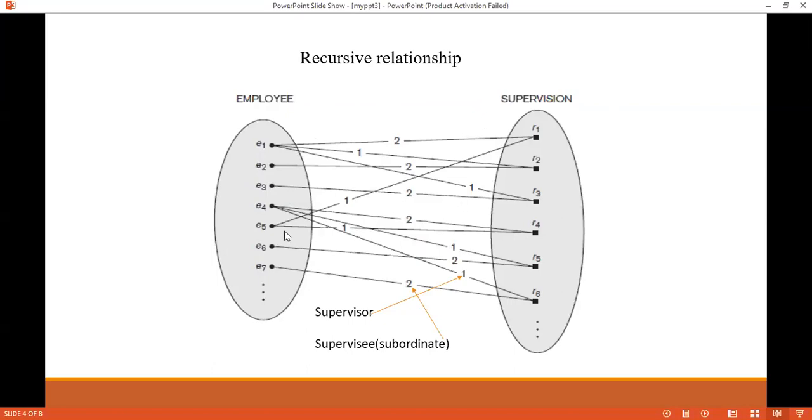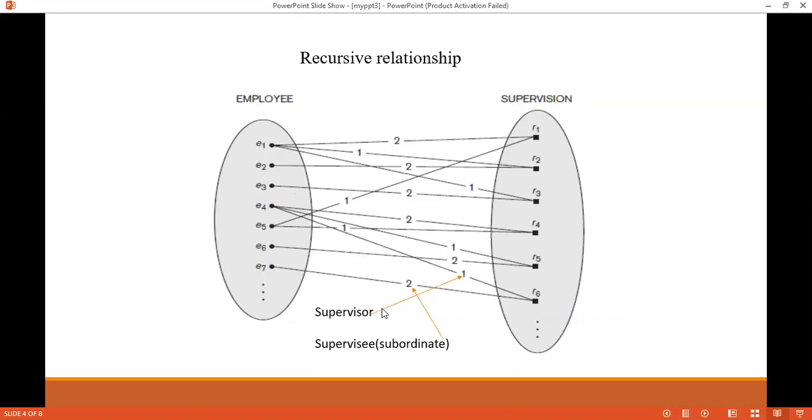a recursive relationship. My dear friends, you may get confused, thinking that this is one entity and this is another entity. Suddenly, if we look at this diagram, we may feel that. But that is not the case. This is an entity and this is a relationship. This supervision is a relationship type. Now, what do 1 and 2 signify here?